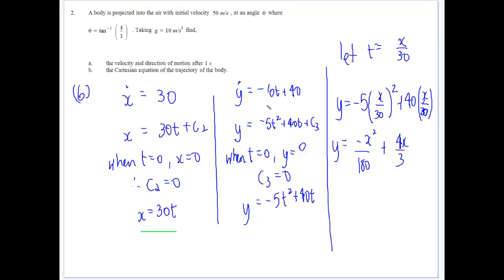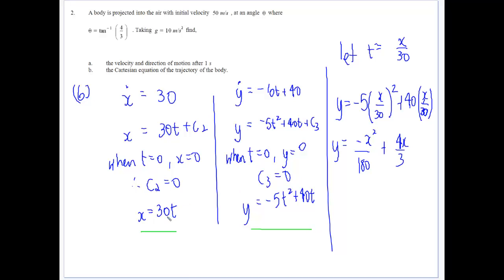Vertically, we knew we had minus 10t plus 40 as the velocity. We integrate that, and we get minus 5t squared plus 40t plus another constant. But because t was equal to 0 and y is equal to 0, our constant is equal to 0, so we get y is equal to minus 5t squared plus 40t as our vertical position.